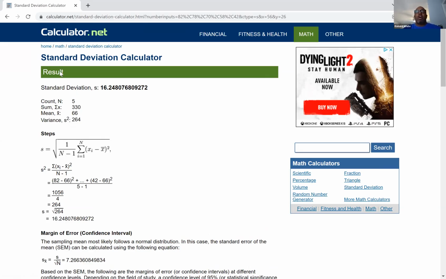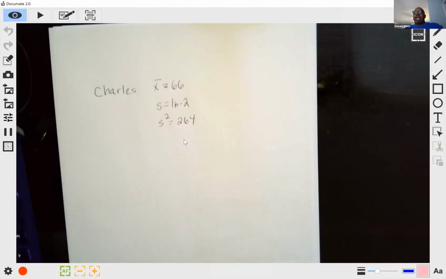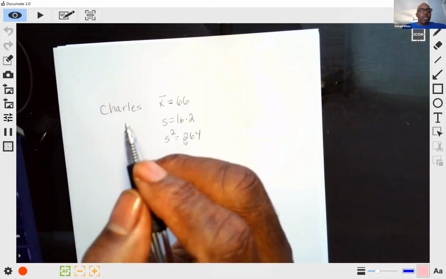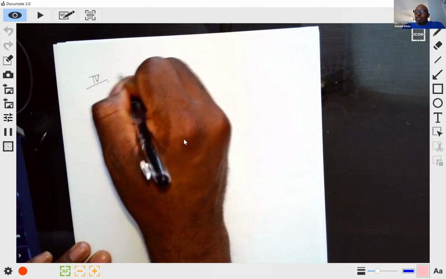Now let's put this all together. I'm going to stop sharing this and go back to the document camera so we can put this all together and make sense of it. So here's what we know about Charles. Okay, I'm going to call this Roman numeral 4, I think it is. Big picture.